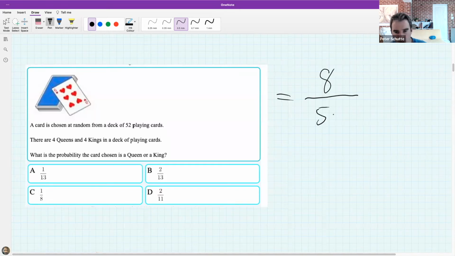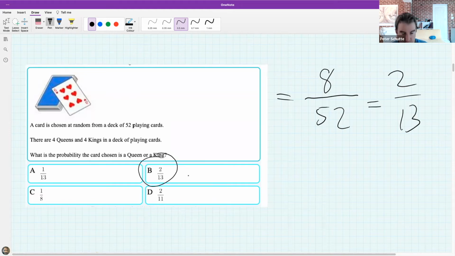Okay, so you took 8 on the top there and 52, and then an equivalent fraction would be 2 over 13. Yes, sir. Perfect. I agree with you. So B is the answer.